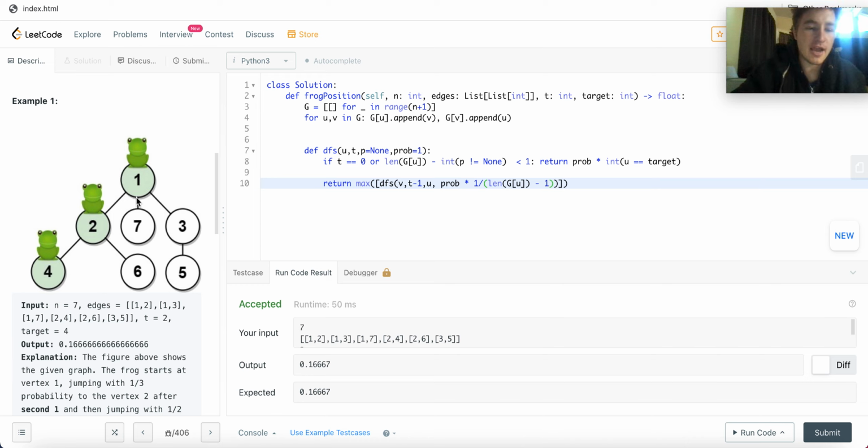This would have 3, because it has 3 children, but since it's the root, only if p is not equal to none. So it's the number of effective children that I have. For this node, p would be none, so it would have 3 effective children, versus this other node, which would have 3 children but only 2 effective children. So you subtract out the 1 child. So the probability that I get to a child is my probability times the probability that I choose that child.